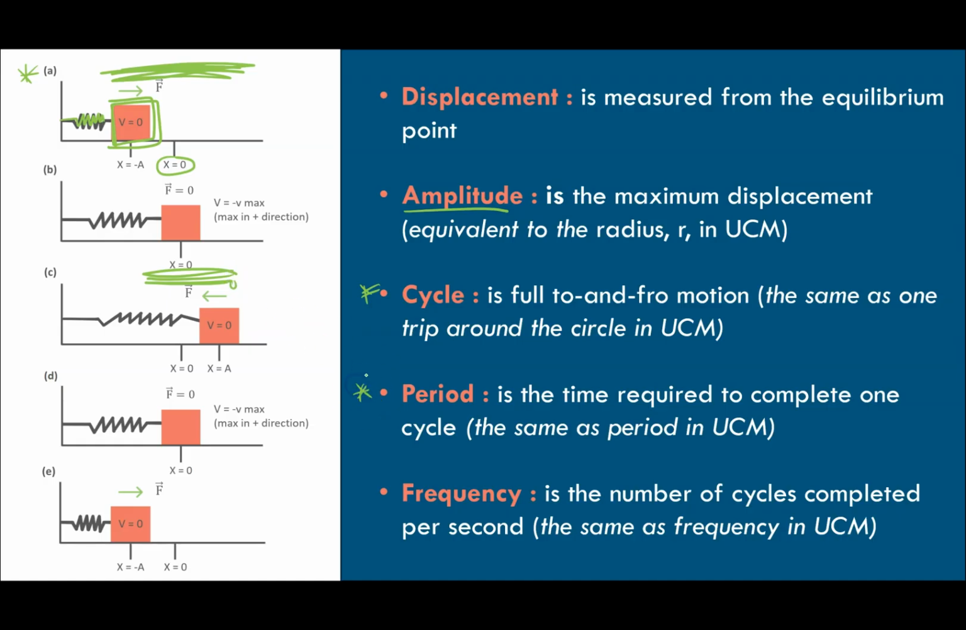Period is the time required to complete one cycle, the same as period in uniform circular motion. I'm showing this uniform circular motion here because this topic has a lot more to do with uniform circular motion than it seems initially. Frequency is the number of cycles completed per second, the same as frequency in uniform circular motion. Okay, we talked a little bit about that already.